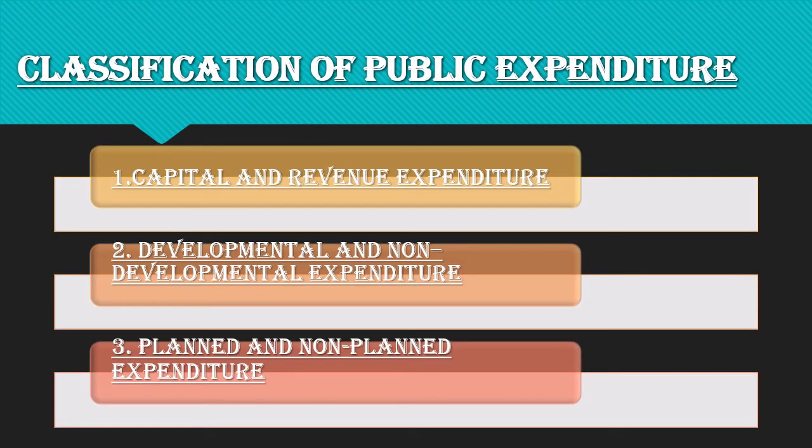The topic here is the classification, or you can say the types, of public expenditure. There are 3 points for classification. The first one is capital and revenue expenditure. The second one is developmental and non-developmental expenditure. The third one is planned and non-planned expenditure. I'll explain the points to you one by one.